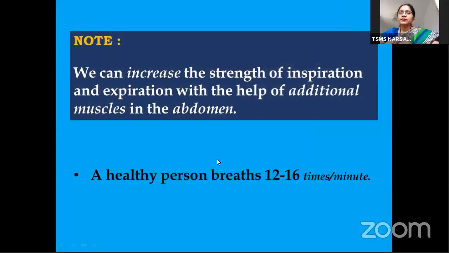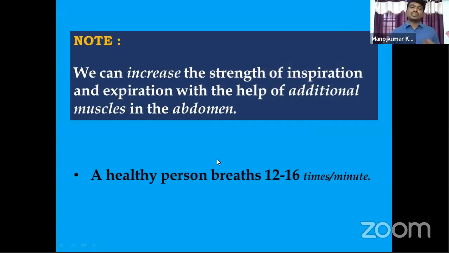Now students, we can increase the strength of our inspiration and expiration. So already we have the diaphragm and the external intercostal muscles for the process of inspiration and expiration. But apart from these, we have some other additional muscles in the abdomen. They are called abdominal muscles, with which we can increase the strength of inspiration and expiration.